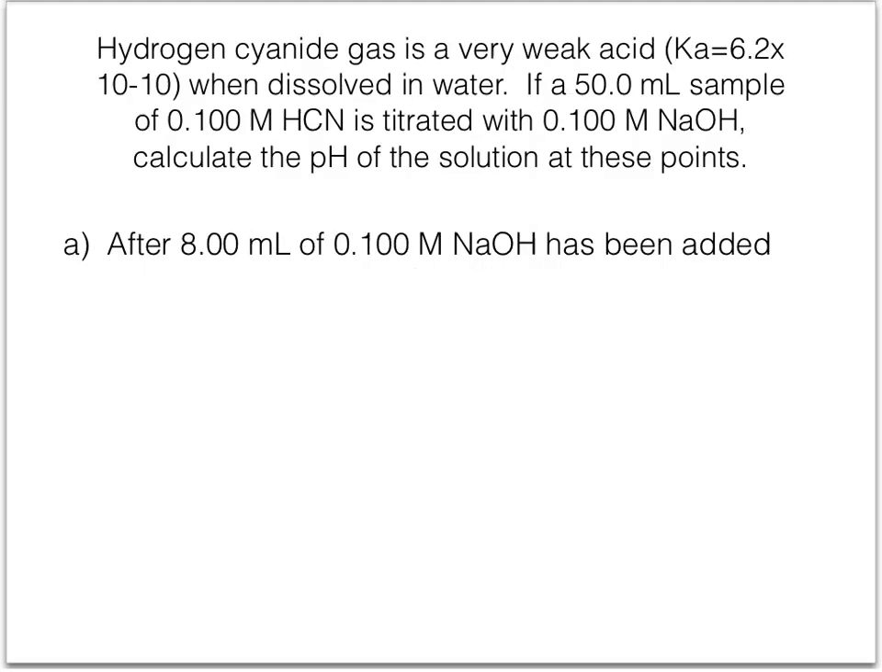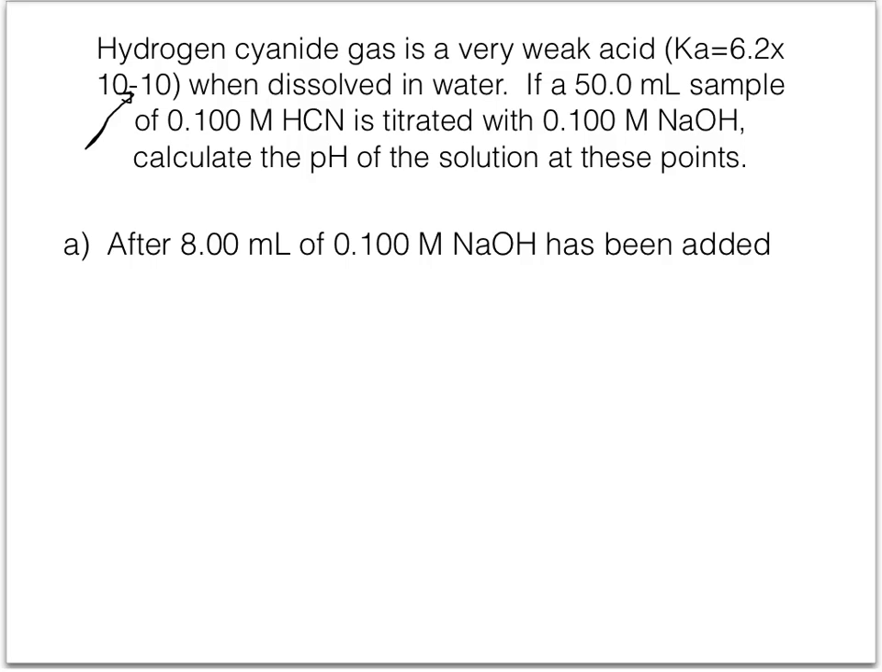Let's get started with this problem right here with the hydrogen cyanide. It's a weak acid. Ka is 6.2 times 10 to the negative 10. Sorry, I just realized that this right here should be an exponent. If we have a 50 mL sample of 0.1 molar hydrogen cyanide and it's titrated with 0.1 molar sodium hydroxide, calculate the pH of the solution at these points.